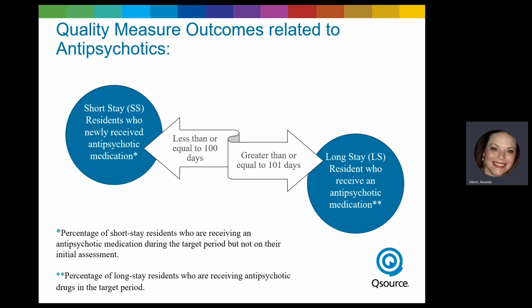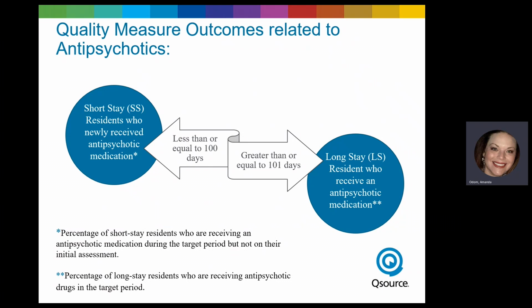This is different in terms of your quality measure outcomes report related to antipsychotic use. This is measured in 2 separate ways: short stay quality measurement and long stay quality measurement. Short stay quality measurement is defined as residents who newly received an antipsychotic medication. This measurement includes residents only who have resided in the facility less than 100 days.